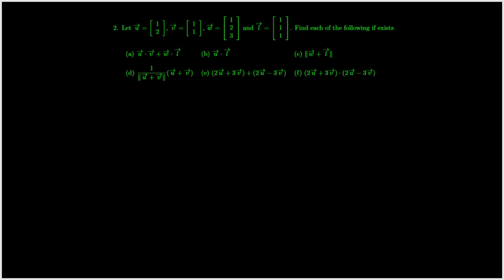In the question, you are given a few vectors u, v, w, and l. And u and v are two vectors in R2, and w and l are two vectors in R3. Now let's recall a vector in R2 has two components. A vector in R3 has three components. Okay. Using these vectors, now the solution.